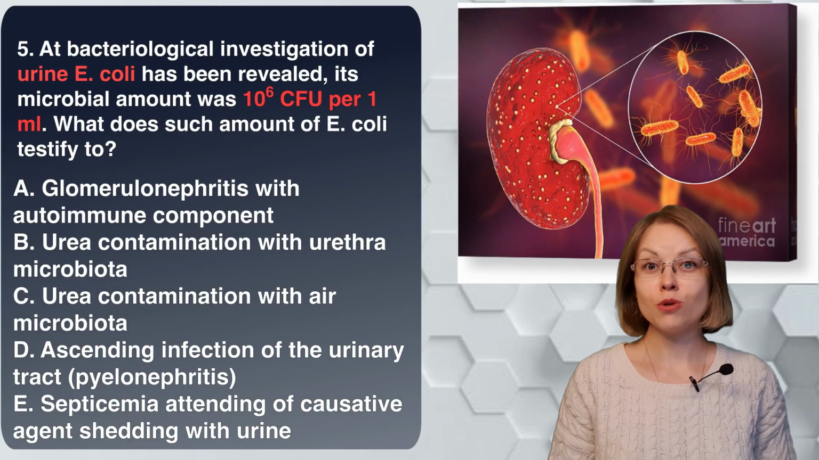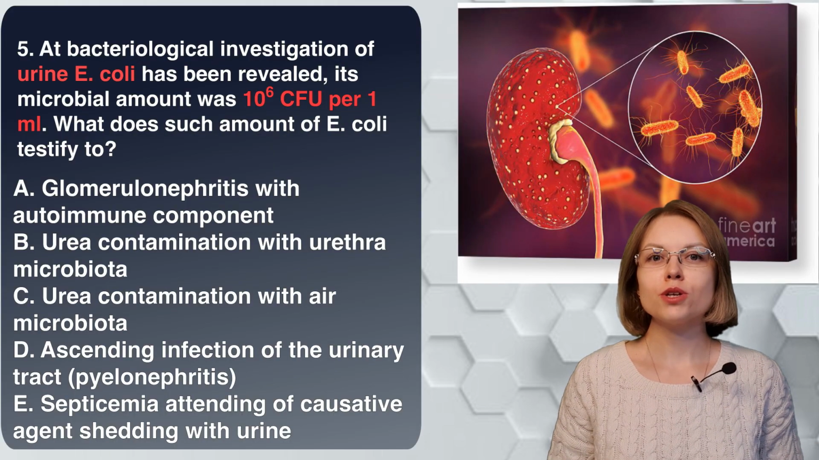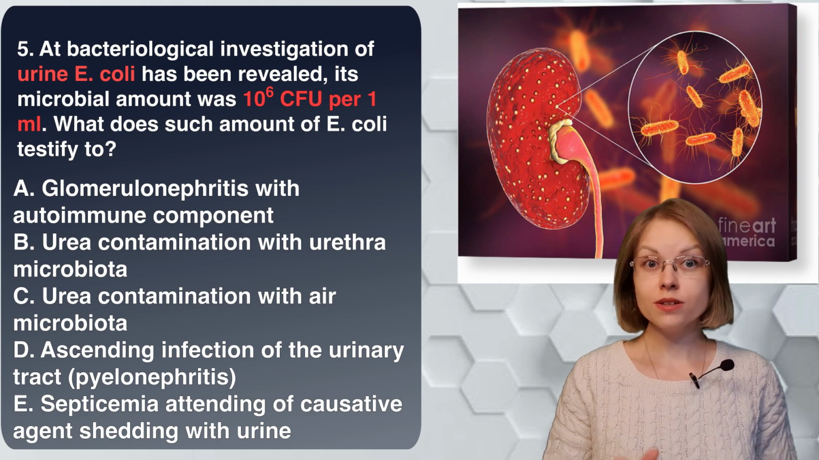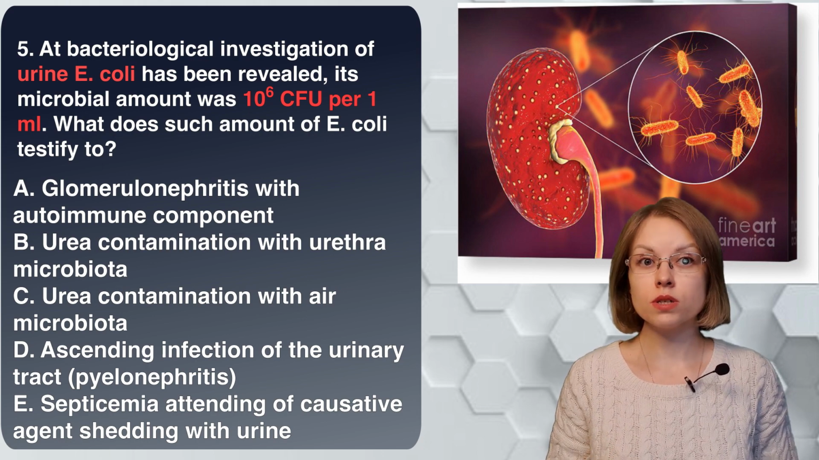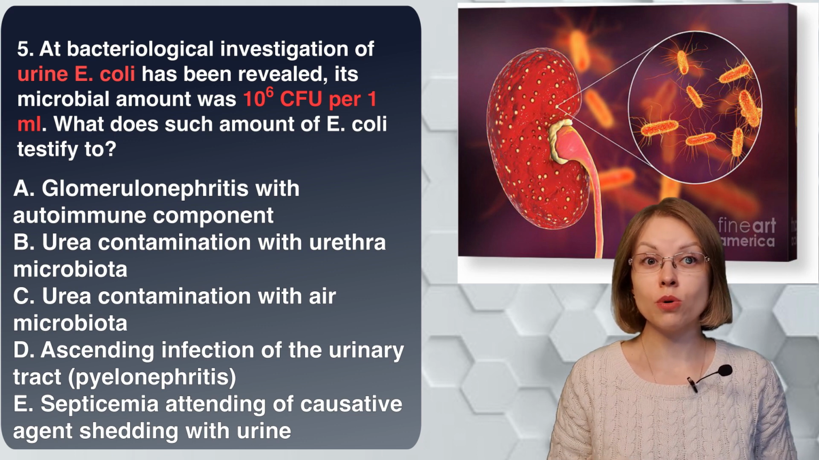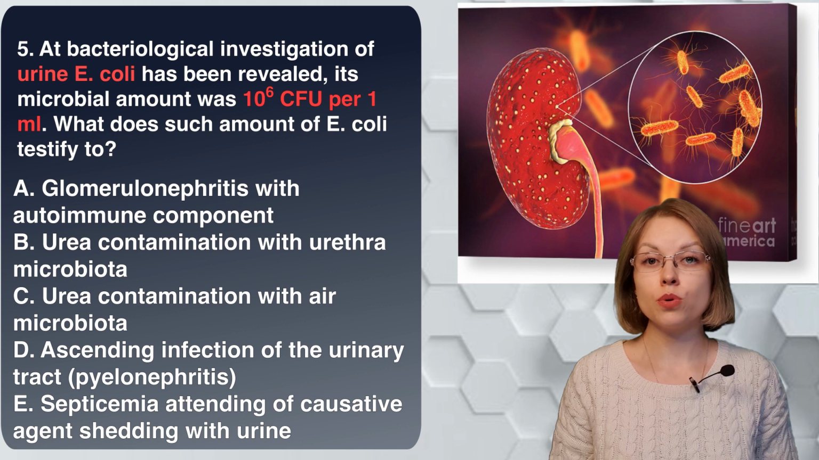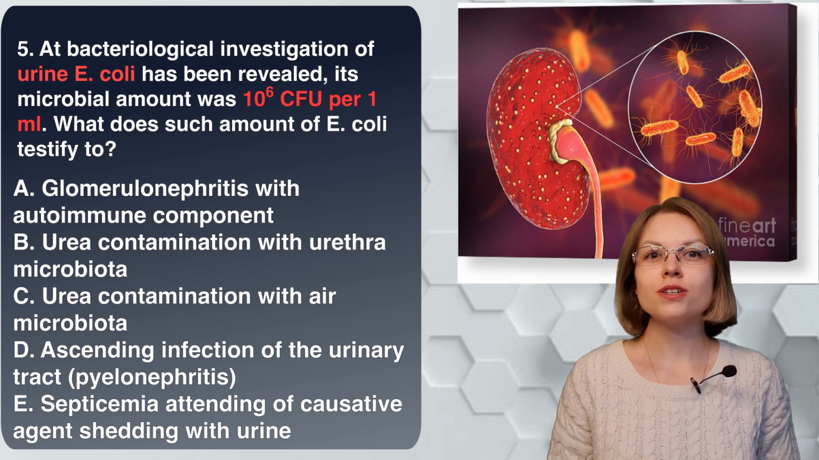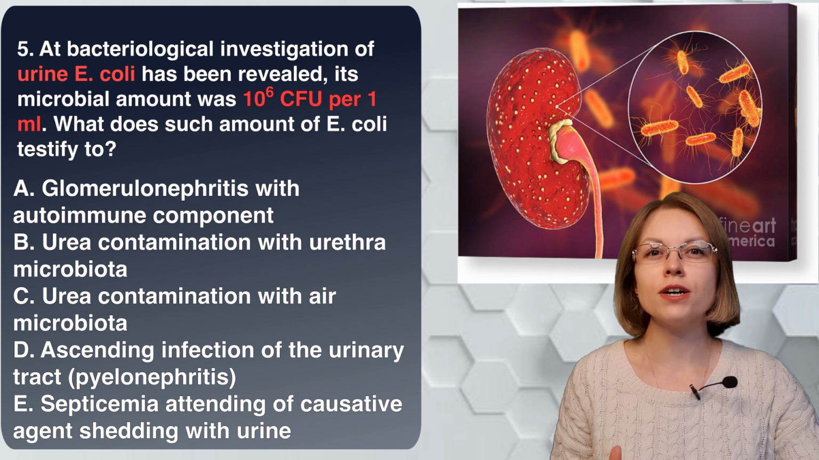Fifth test about E. coli. At bacteriological investigation of urine, Escherichia coli has been revealed. Its microbial amount was 10 to the 6th power colony-forming units per 1 milliliter. What does such an amount of Escherichia coli testify to?